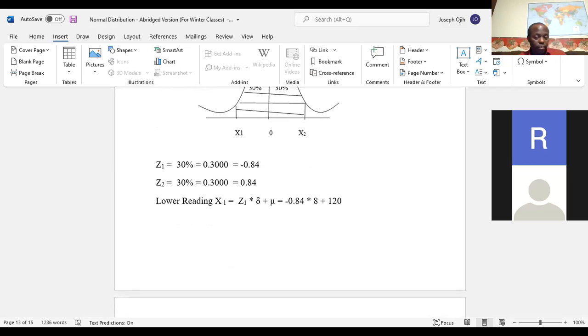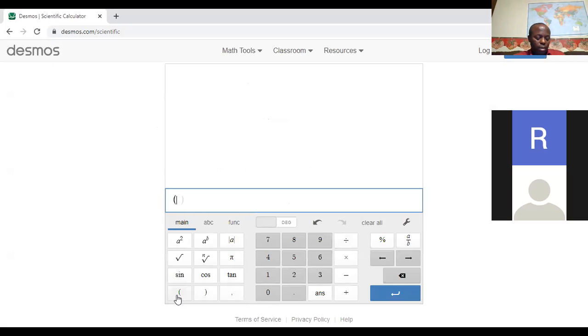So let me write this down. Negative 0.84 times standard deviation of 8 plus 120. So I'll take you to the calculator. Okay. So we have negative 0.84 times 8, plus 120.